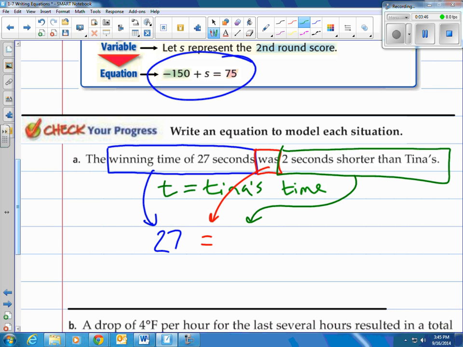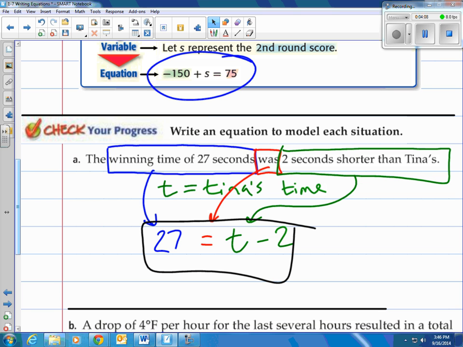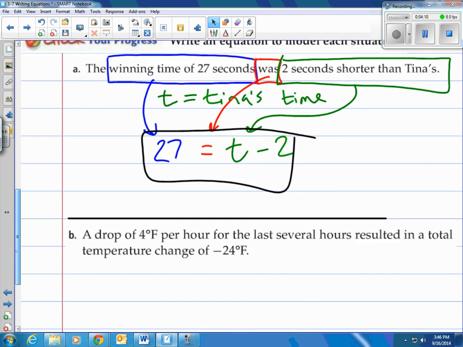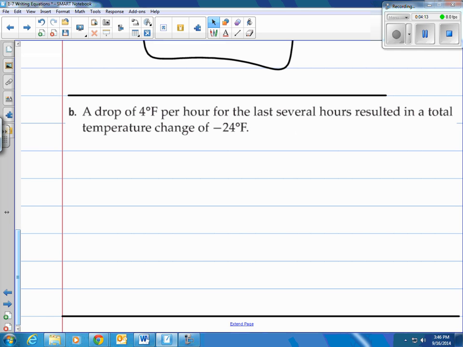And then how do we represent this? Well, again, the winning time of 27 seconds was 2 seconds shorter than Tina's, which means Tina's was more. So we have Tina's score, we take off 2, and then that will be equal to the 27 seconds. There's the equation they were looking for. Hopefully you had that as well. How about the second one? Again, pause, do it on your own in your notebook, come on back and see how you did.